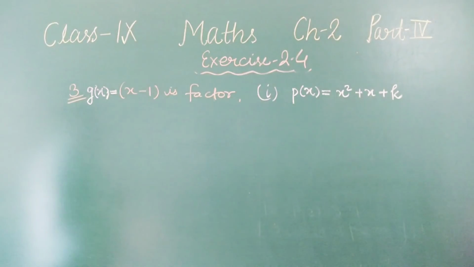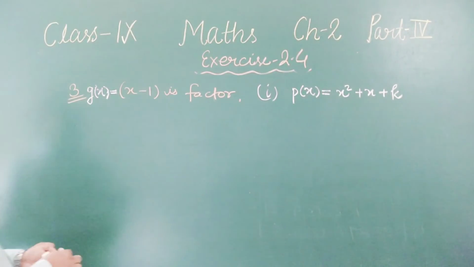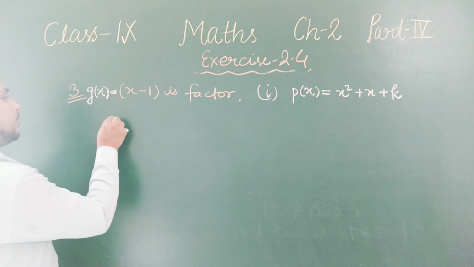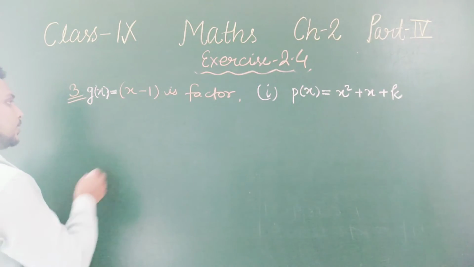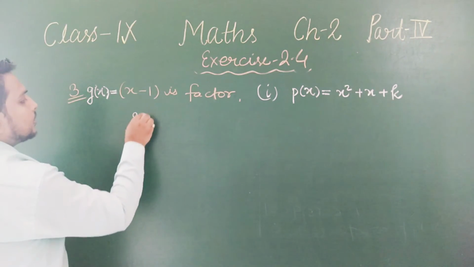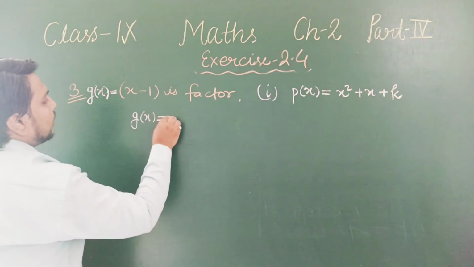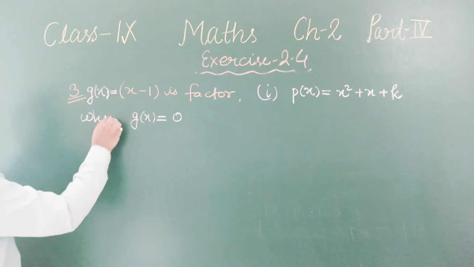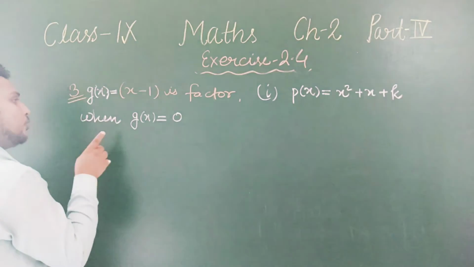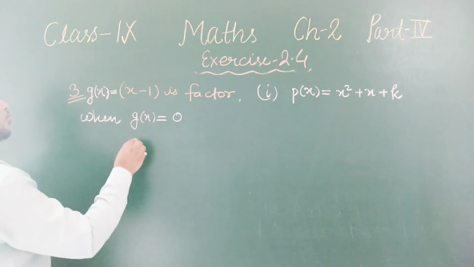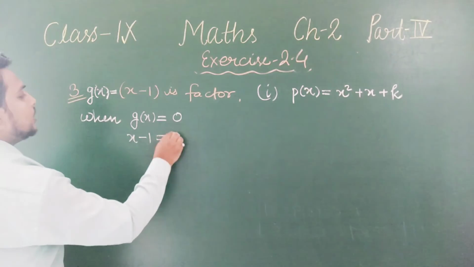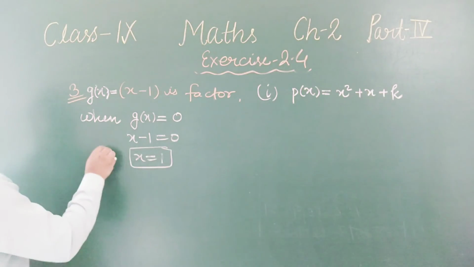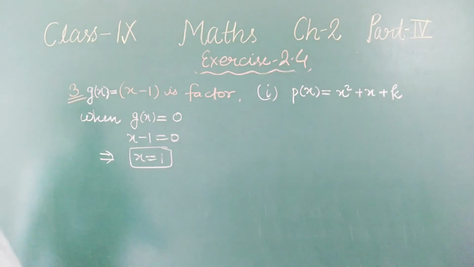So if x minus 1 is a factor, it is already given, it means that g(x) is equal to 0. When g(x) is equal to 0, firstly you will find the value of x. So when g(x) is equal to 0, it means x minus 1 is equal to 0, it means x is equal to 1. So the value of x is coming 1.